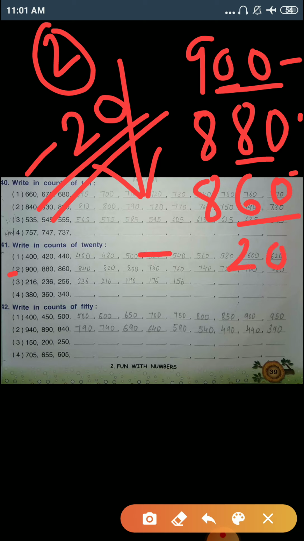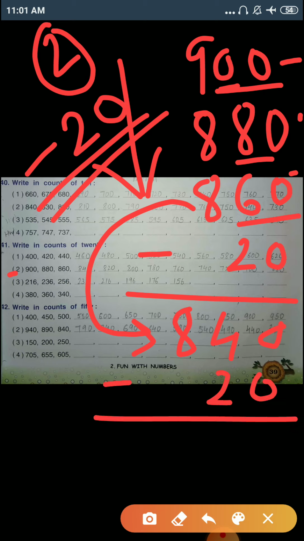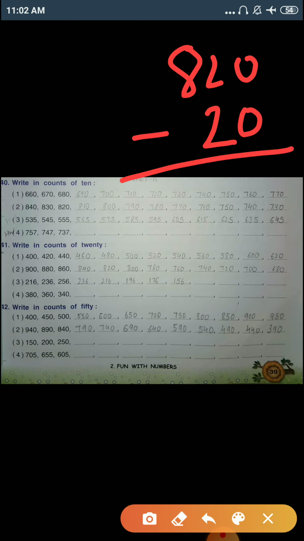So subtract 20 from this number. 0 minus 0, 0. 6 minus 2, 4. And 8 as it is. So the next number after 860 will be 840. Again minus 20. 0 minus 0, 0. 4 minus 2, 2, and 8. So the next number will be 820. Again 820 minus 20. So 0 minus 0, 0. 2 minus 2, 0, and 8.